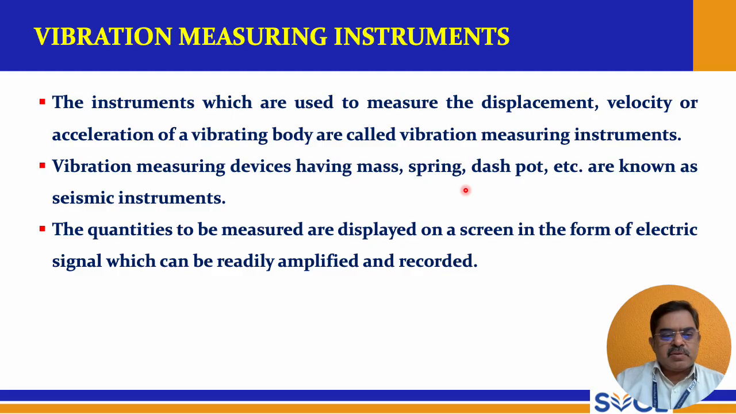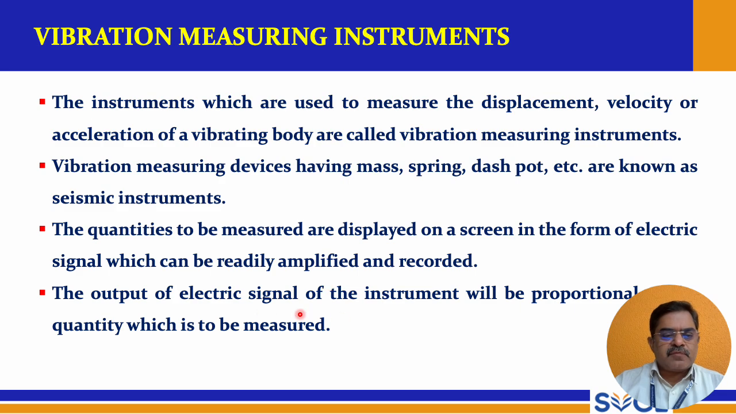The quantities to be measured are displayed on a screen in the form of an electric signal which can be readily amplified and recorded. So the quantities that we measure through mass, spring and dashpot are readily displayable on the screen, or can be recorded after amplification. That is nothing but signal conditioning, which we have discussed in our regular classes. The output electrical signal of an instrument will be proportional to the quantity which is to be measured. So here the output is directly proportional to the quantity being measured.